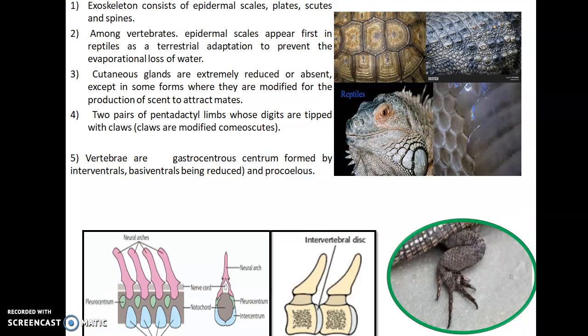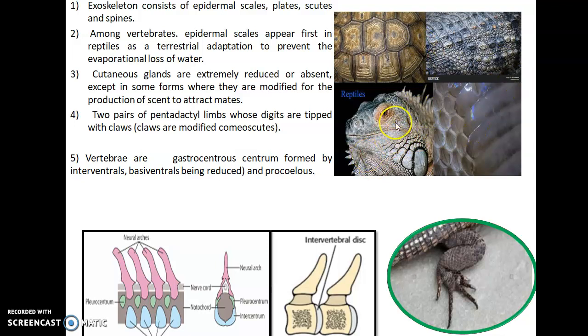The first one is their exoskeleton. Exoskeleton is the outermost covering of the body. This exoskeleton consists of modified epidermal scales, plates, scutes and spines. I told you that different kinds of organisms come under this class. Here you can see the exoskeleton of a turtle, this is the exoskeleton of a crocodile, this is the exoskeleton of a snake, and this is a Komodo dragon.